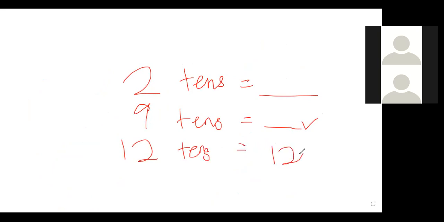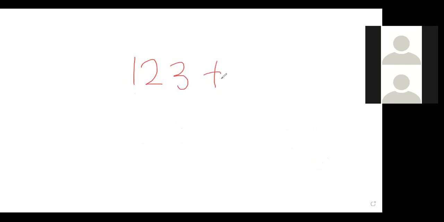Very good. Where go 124, Lakshman? 120 only. Okay. All right. That's good. What about 27 tens? Very good. What about 123 tens? Good. Now, let's move on to the next hill, okay?